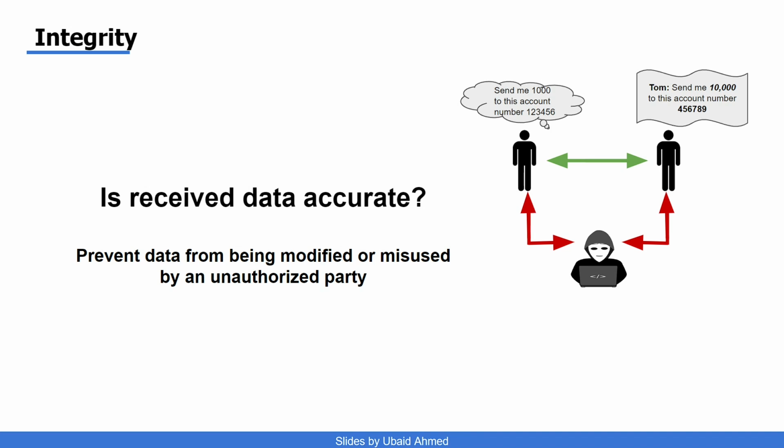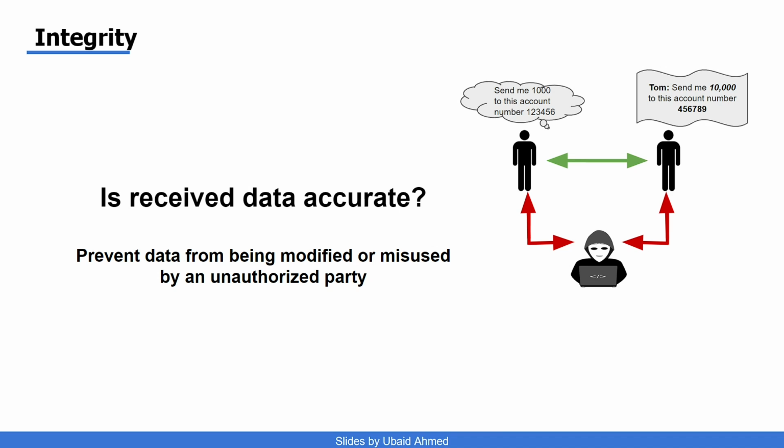Integrity. Is your data accurate? The data which you have received, is it accurate? For example, person A sends a message to person B: send me 1,000 to this account number 123456. However, there is a hacker sitting in between who is not only intercepting the message but also modifying it. The hacker received this message, modified it, and sent it to person B. Now the message reads, send me 10,000 to this number 456789. So there is no integrity.